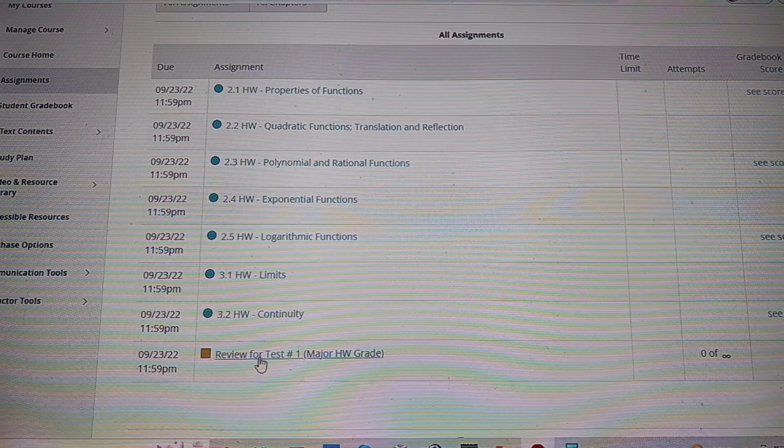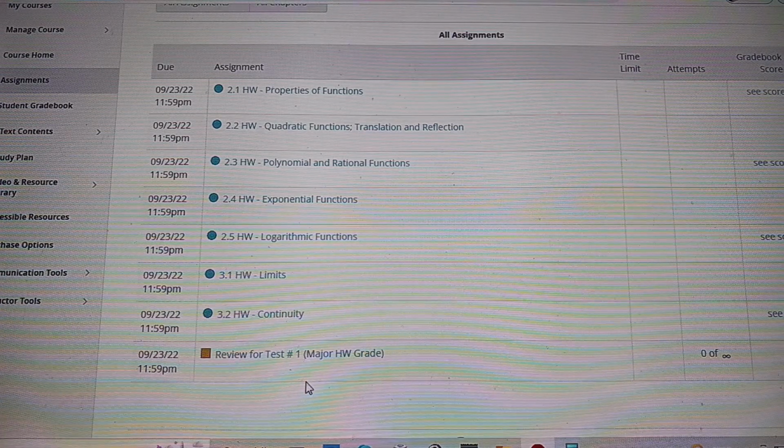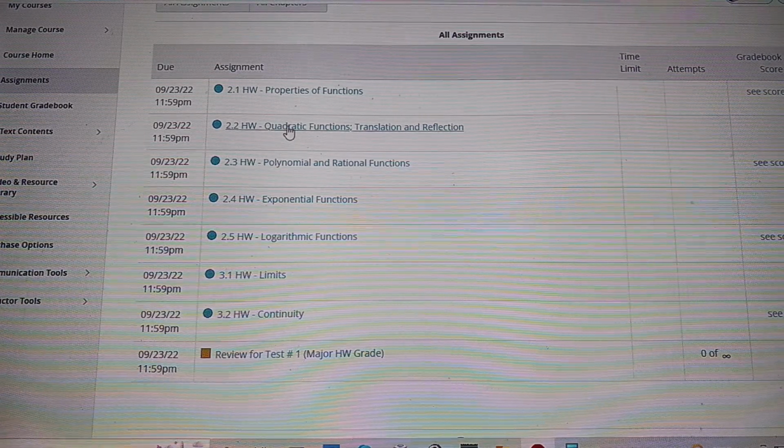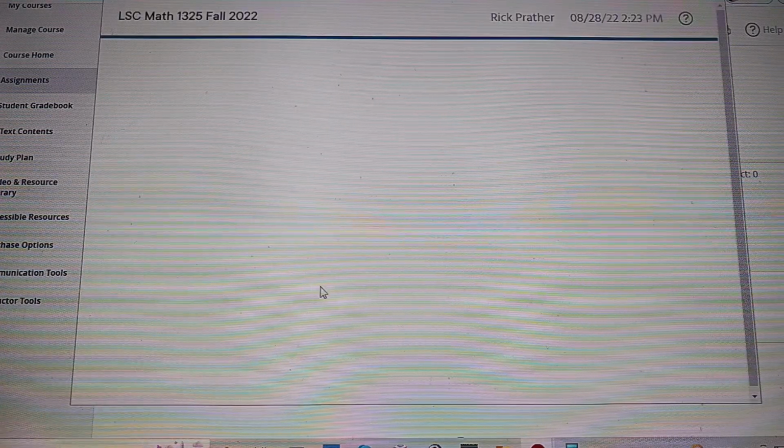Homeworks and reviews can be done as much as you want until the deadline to get your grade as high as possible or to practice more. But the tests, it's a one-shot only situation. So let's go into section 2.2. Only 10 questions here.